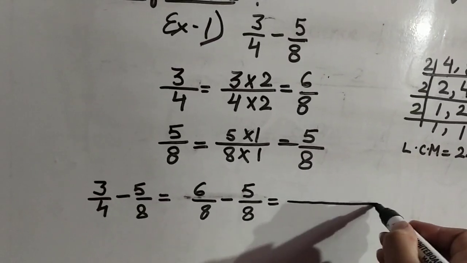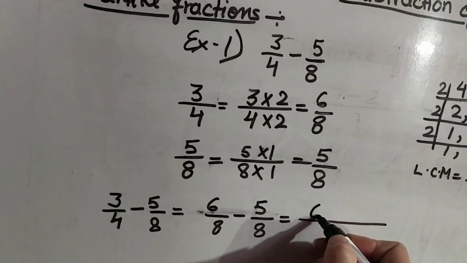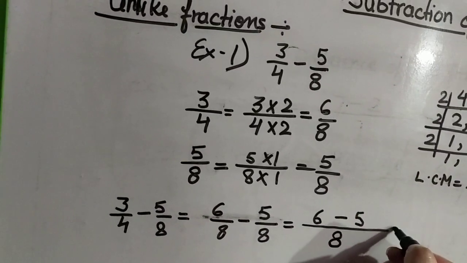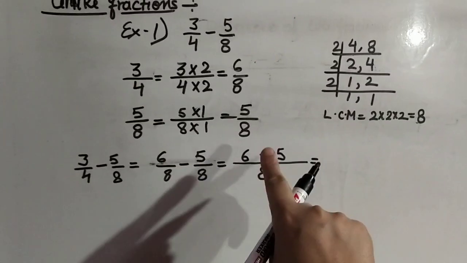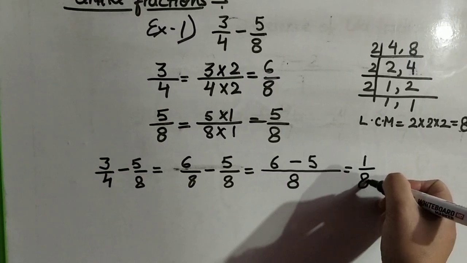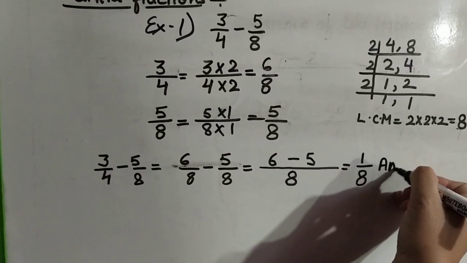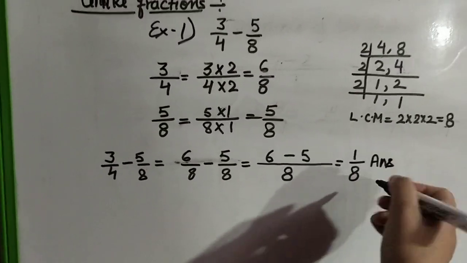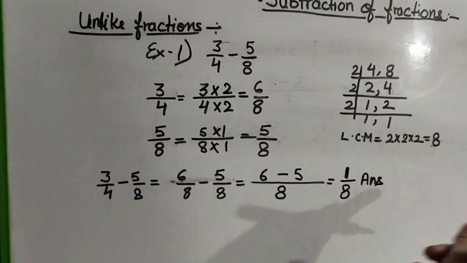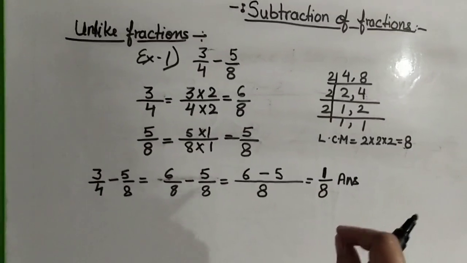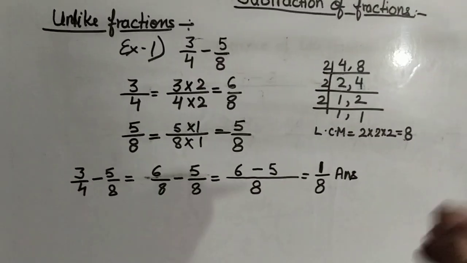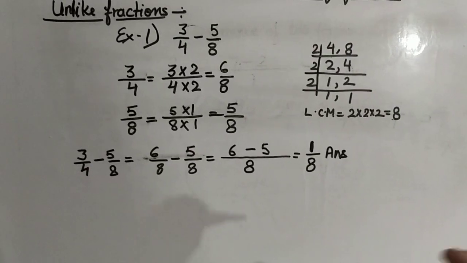As you know by the formula, difference of the numerator upon common denominator. So 6 minus 5 upon 8 equal to 1 upon 8. So our answer is 1 upon 8. Children, this is a proper fraction. If we are getting our answer in the form of improper fraction, then we change our answer into mixed number. I hope you understand it.